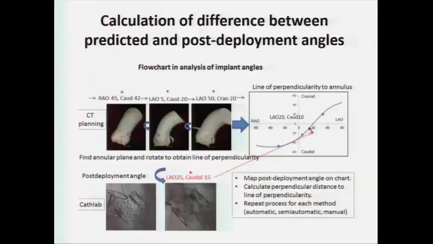To calculate the difference between the predicted and post-deployment angles, we did the following. We took the location that was actually used during the procedure, we plotted that on the plot of the line of perpendicularity, and we measured the closest difference to the line of perpendicularity, which can be represented as the LAO and craniocaudal coordinates, and as the distance from this point to the curve. So we actually have three numbers, LAO, RAO, and an absolute difference.